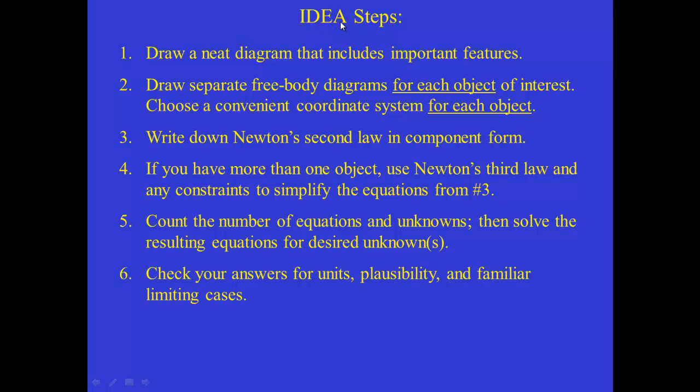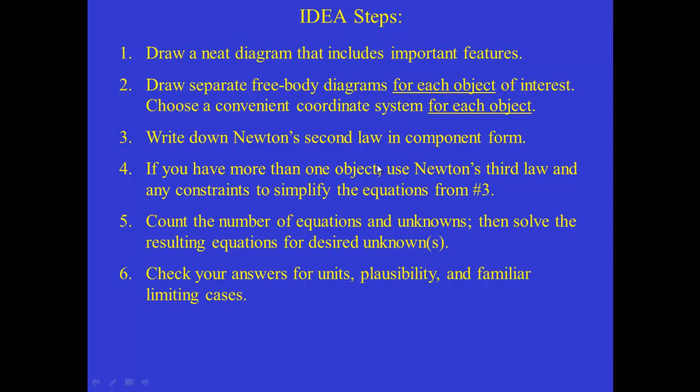The ideal problem-solving strategy, the steps that we want to follow, include the following. First, draw a neat diagram that includes important features. That's before you do the free body diagram, just a picture of the physical system involved. Then we draw separate free body diagrams for each object of interest, and for each object choose a convenient coordinate system. They don't have to be the same for each object, but as soon as we define a coordinate system, we have to be consistent with that all throughout the problem. Thirdly, we write down Newton's second law in component form, which means that we add up all the x components of the forces and set those equal to the mass times the x component of the acceleration, and so on.